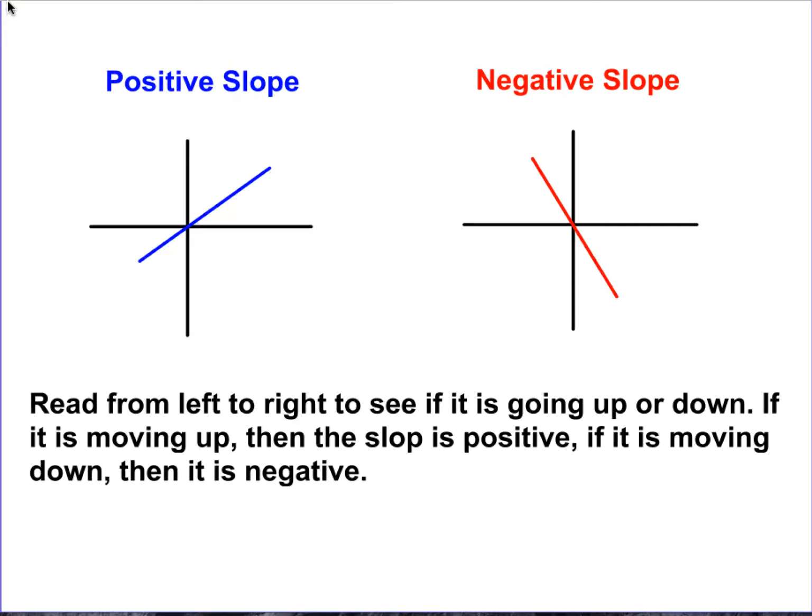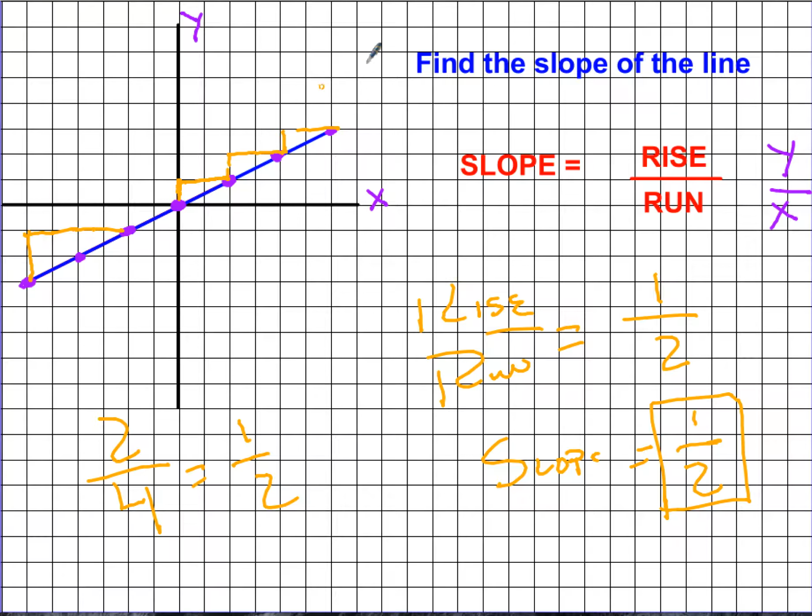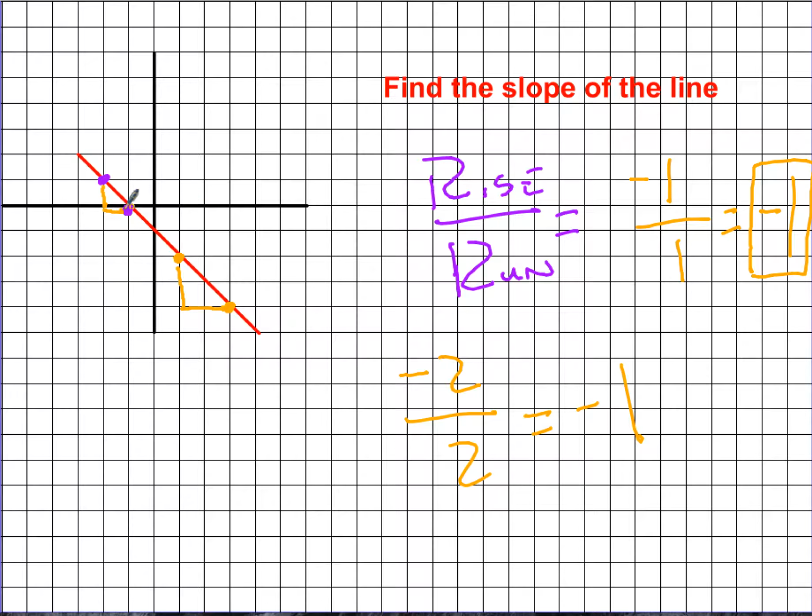Now, one particular thing I want us to look at is the difference between positive and negative slope. Okay, so if we go back to our previous graphs, the first one we looked at was a positive slope of 1/2, okay, because we were going up and over to the right. The second one we looked at is we went down and to the right. So this was a negative slope, okay?